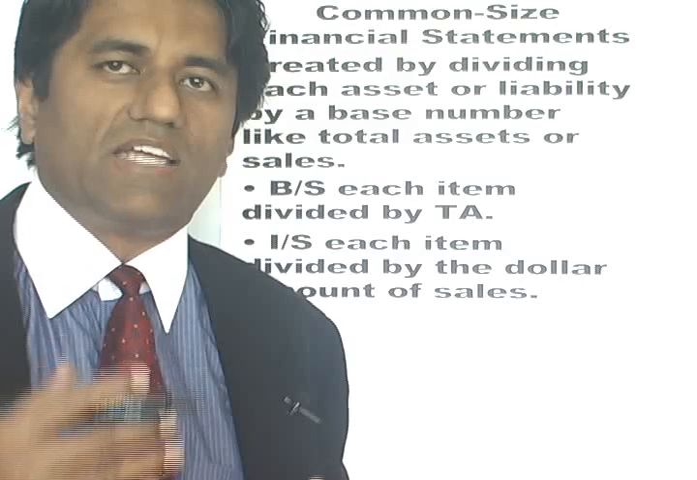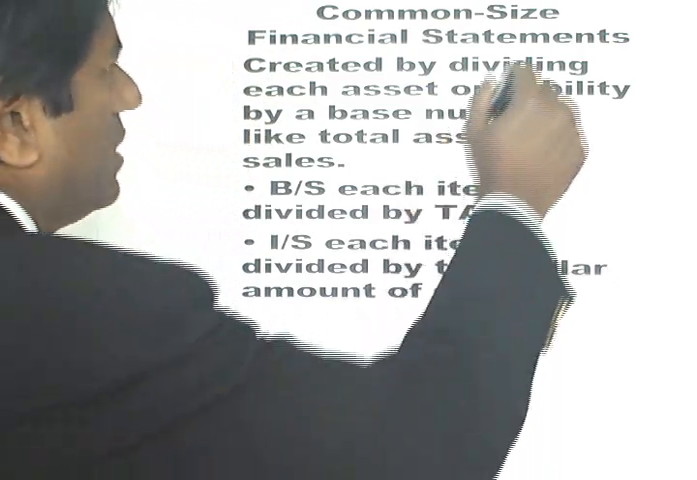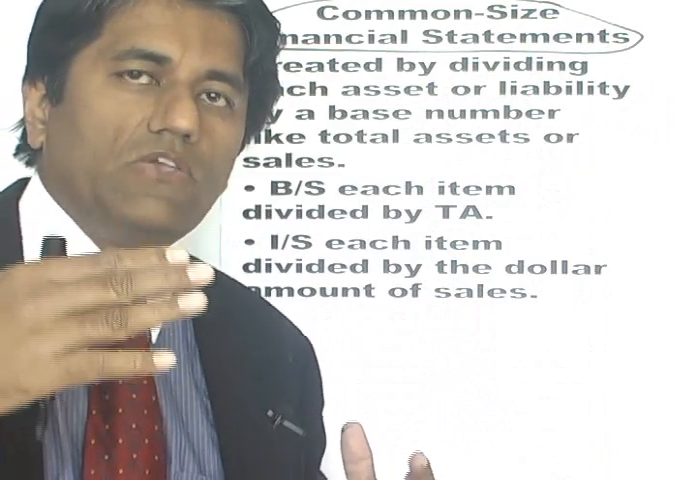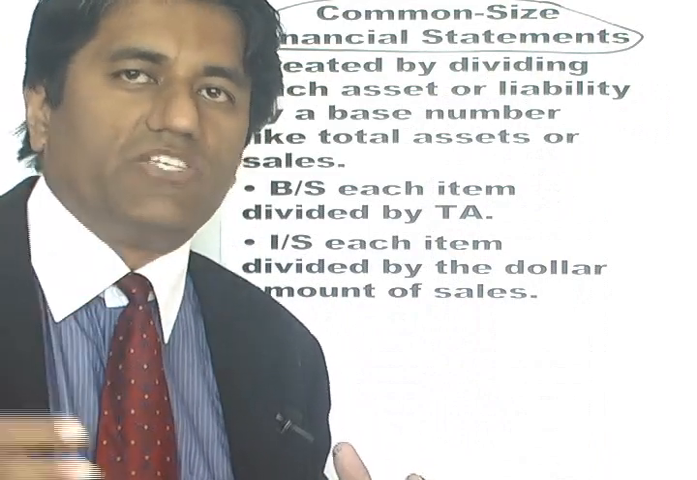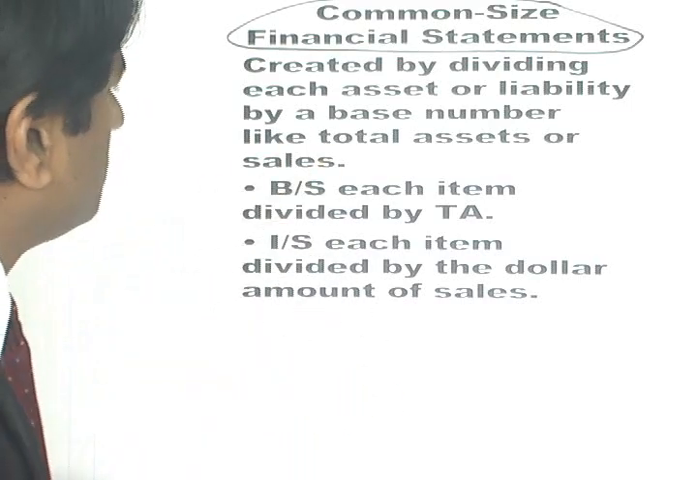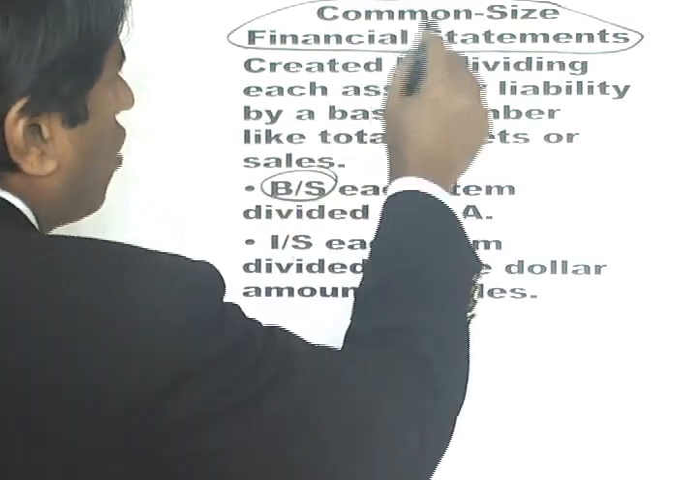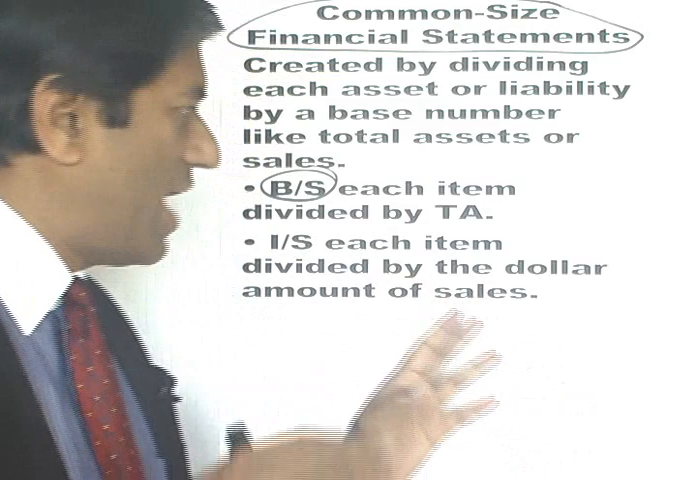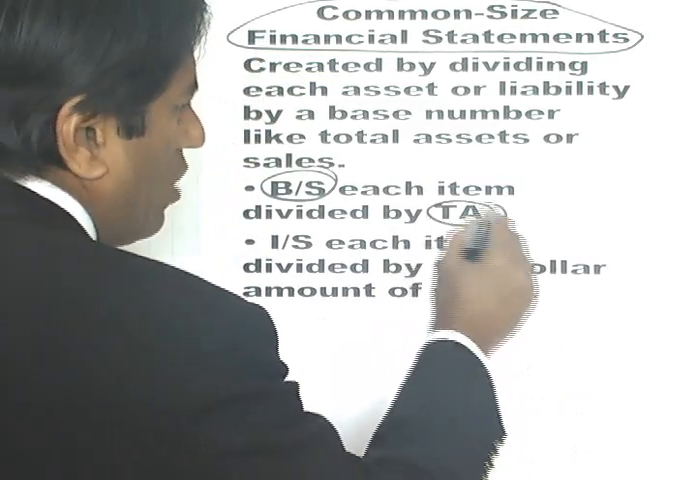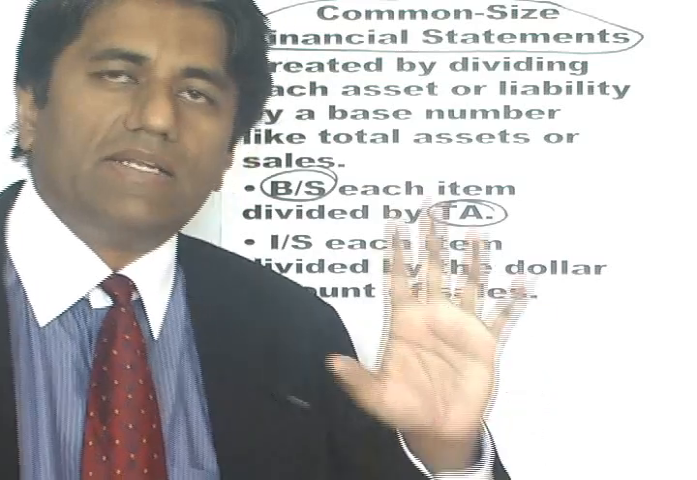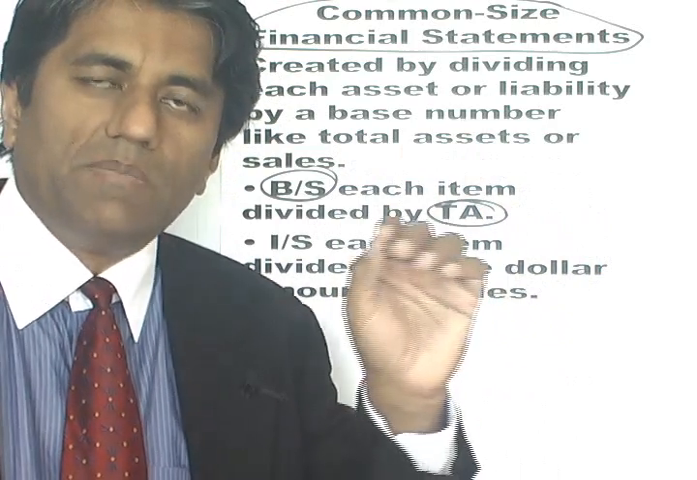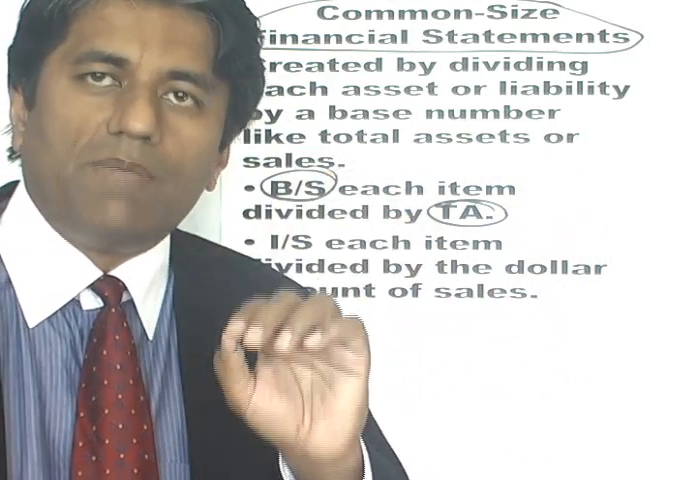Now you have the common financial statements which have the dollar amounts in them. Another form of financial statements are the common size financial statements, where you don't have dollar amounts, rather you have something like percentages. For example, for a common size balance sheet, you take the normal balance sheet and then you divide each item by total assets. What that does is that it expresses the different assets as percentages of total assets, and similarly it scales the liabilities and owner's equity.